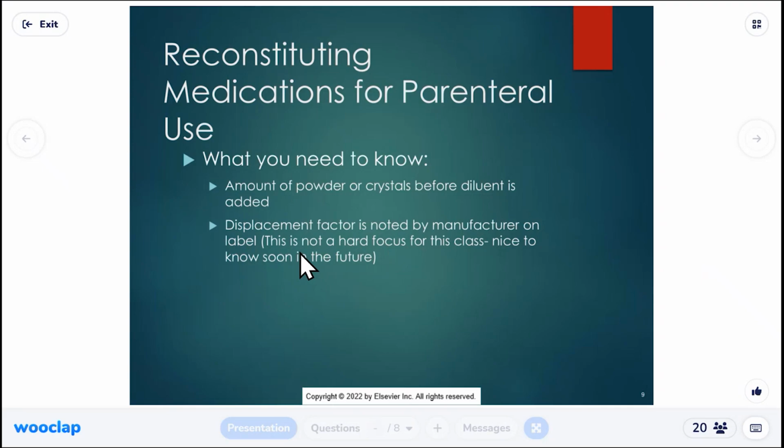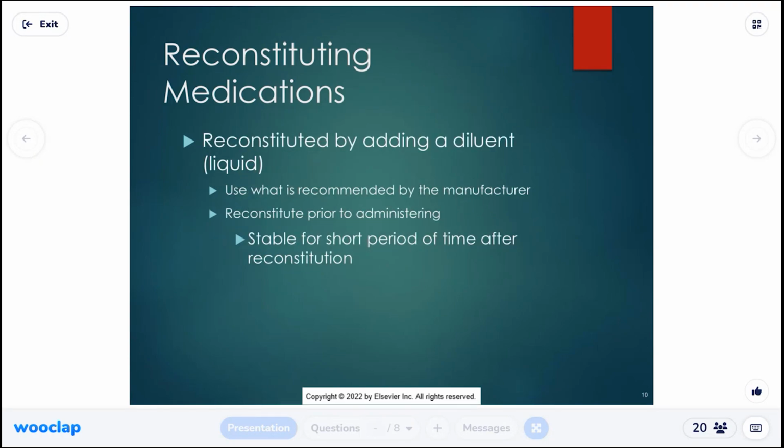Displacement factor is usually told to you by the manufacturer. It's the difference between the diluent I added and what the total volume is going to be at the end. That's just saying, hey, this is how much space that medicine, that powder, actually takes up. So it's a nice to know. It's not a need to know. I'm not doing any test questions where you have to worry about displacement factor. All the info you need to solve a problem is going to be there for you. You don't have to make it up or find it, okay?